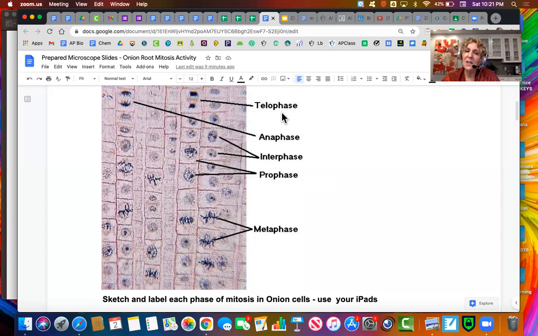And then the last phase is called telophase. And in telophase, the chromosomes are moving apart to the opposite poles of the cell, and you can see the two clumps. The next thing that happens is the actual cell splits, and that's called cytokinesis. But here is a telophase cell right here.